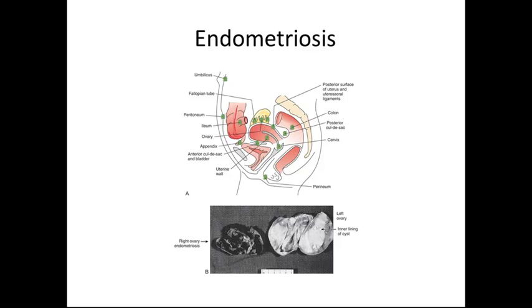This is a picture of where endometriosis can occur within the body. B is, on the left-hand side, a right ovary which had endometriosis. And this one is an ovary with a cyst.